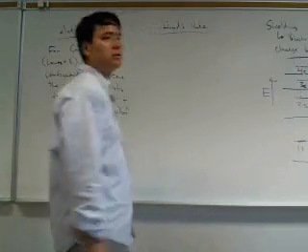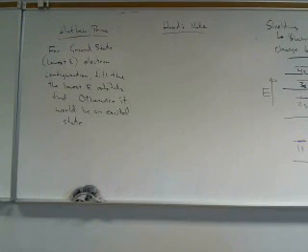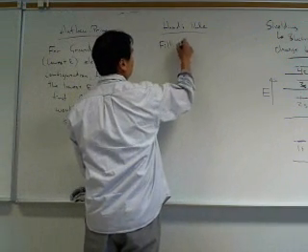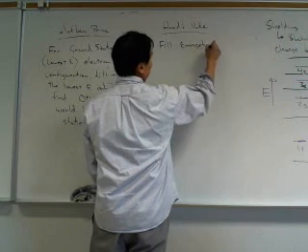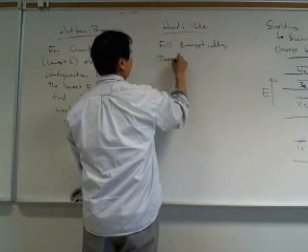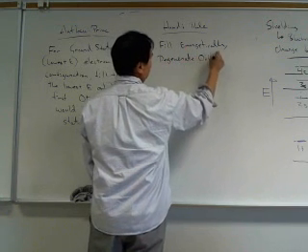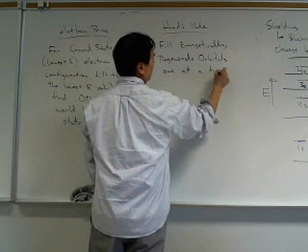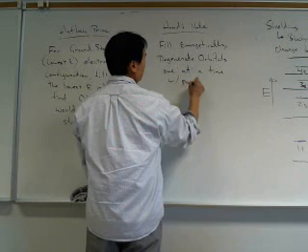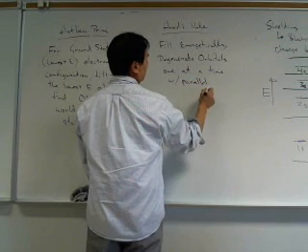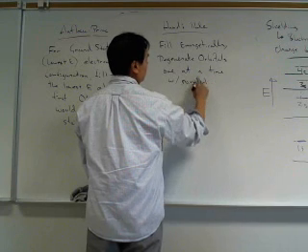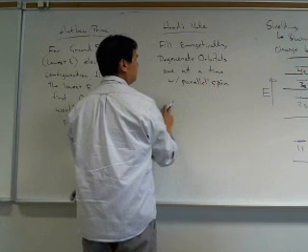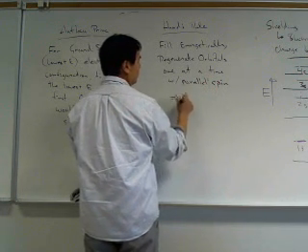Hund's rule just says it turns out that for energetically degenerate orbitals, we want to fill them one at a time with parallel spin. This will give you the lower energy.